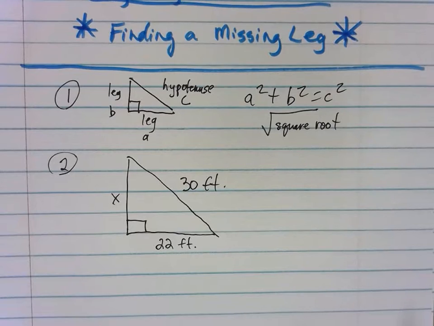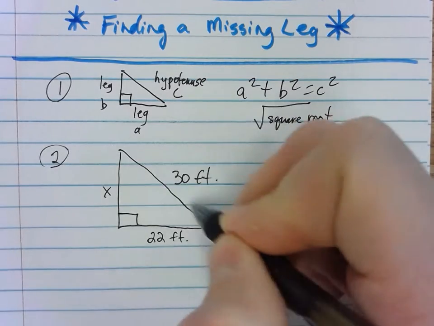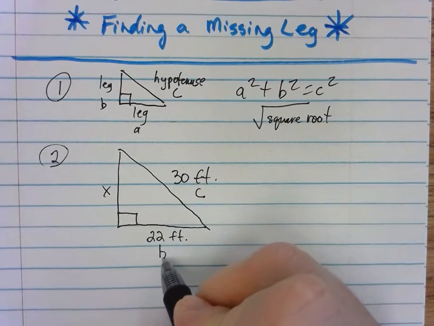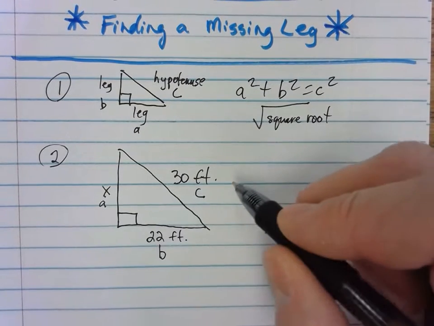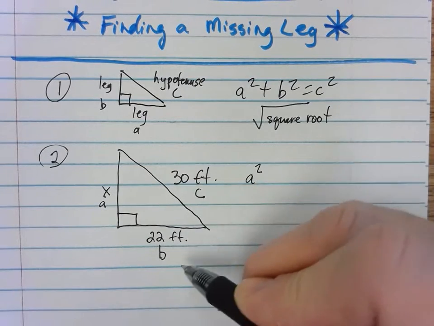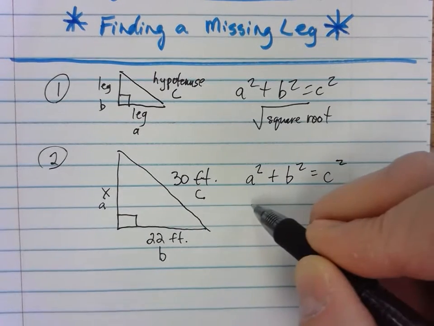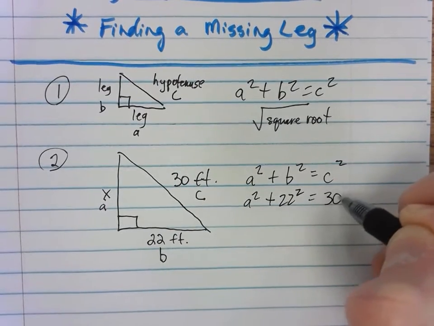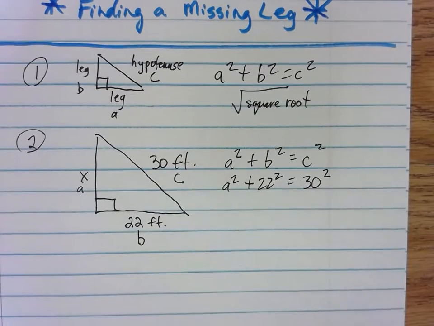So there's a couple different ways you can do this, but I'm going to teach you the way that I would suggest doing it. Okay, so of course we know the hypotenuse is this side, so this is C, and I'm going to go ahead down here and say this is B, and this one over here I'll use as A. Okay, so if I have A squared or x squared, and down here I've got B squared, and over here I've got C squared, I'm going to have A squared plus 22 squared equals 30 squared. Alright, so I'm putting 22 in for B, I'm putting 30 in for C.